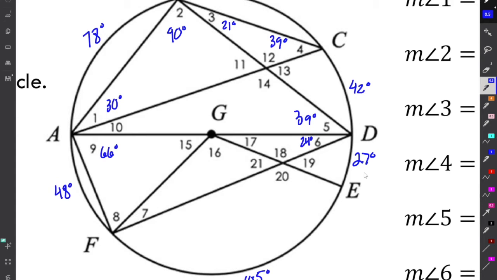Angle 15. Angle 15 is a central angle because its vertex is at the center, so it's equal to its arc, which is 48 degrees. So the measure of angle 15 is 48 degrees. Now I can find angle 8 by adding these two up and subtracting from 180, because these are the 3 angles in a triangle. 180 minus 48 minus 66 is also 66. So that's that. Now I can find angle 7. Since together they form a right angle, we will do 90 minus 66 to get that angle 7 is 24 degrees.